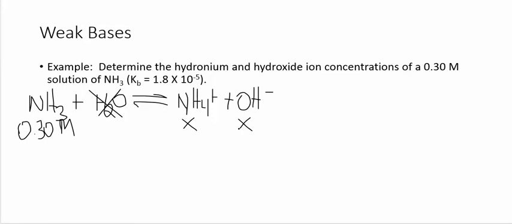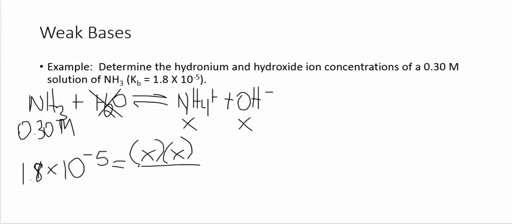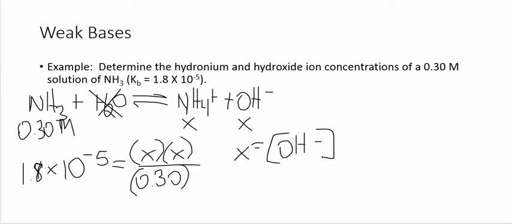So we have Kb, which is 1.8 times 10 to the negative 5, equal to X times X divided by 0.3. We're going to solve for X, which is going to be hydroxide. So hydroxide ion comes out to be 0.0023 molar.